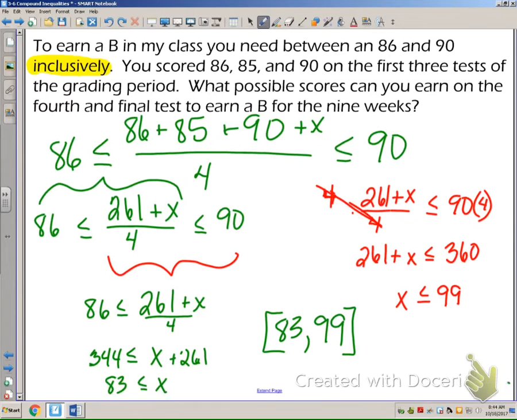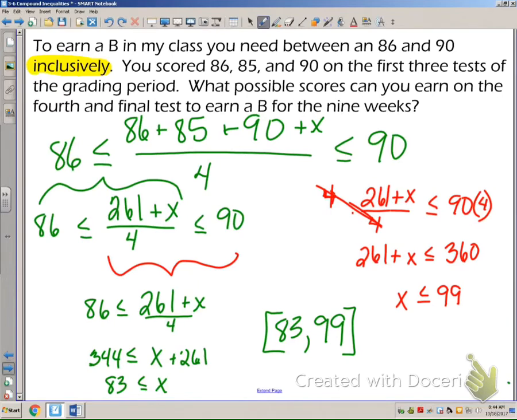I added them together, the numbers, and got 261. Then I multiply both sides by 4 to get rid of that 4 in the denominator, then subtracted 261 from both sides. And so we know that our score has to range somewhere between 83 and 99 inclusively.